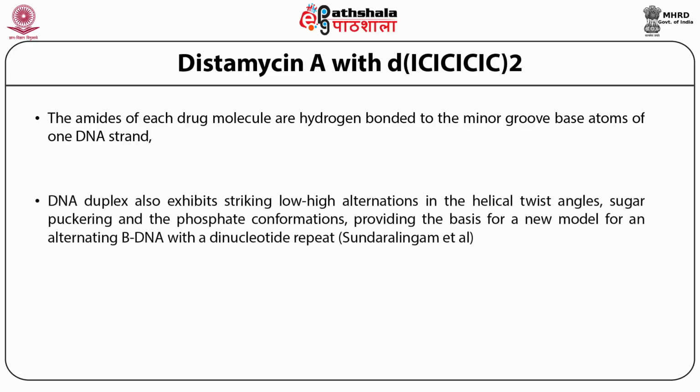The DNA duplex also exhibits striking low-high alternations in helical twist angles, sugar puckering, and the phosphate conformations, providing the basis for a new model for an alternating B-DNA with a dinucleotide repeat. Normally, all B-DNA structures are with the mononucleotide repeats. Only Z-DNA has a dinucleotide repeat. So, in this structure, the repeat was dinucleotide instead of mononucleotide.